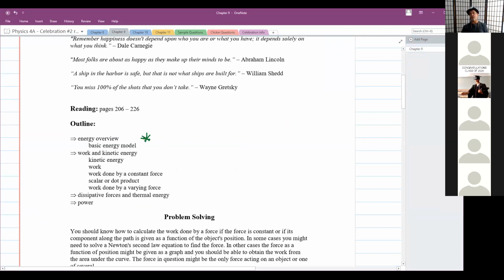Basically, there's a system that you define. Anything that's not part of the system is the environment. Any forces the environment exerts on the system is an external force, which changes the overall energy of the system. Within a system, energy can be interchanged from one form to another, but the total amount of energy in a system doesn't change unless something from outside the system is doing work on it. We looked at kinetic energy, work done by a constant force, dot product, work done by a varying force.